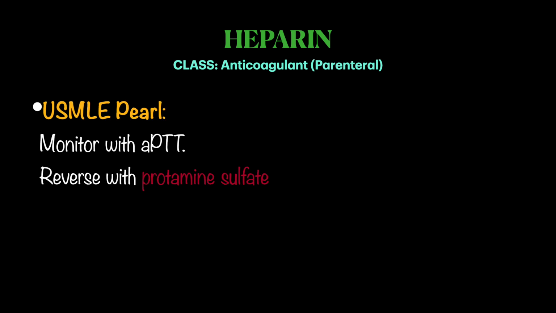So the USMLE pearl for heparin is that we have to monitor APTT, that is activated partial thromboplastin time. You have to monitor that, right? And it can be reversed by protamine sulfate, which is the antidote for heparin toxicity or heparin overdose. Protamine sulfate, this is very high yield and you have to remember this.